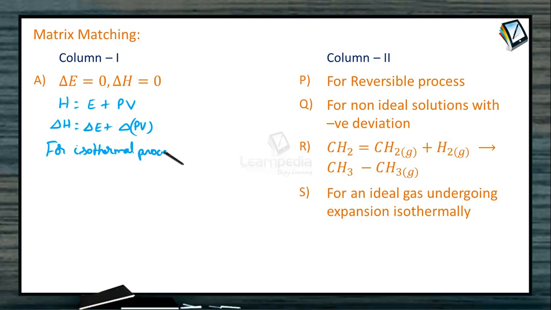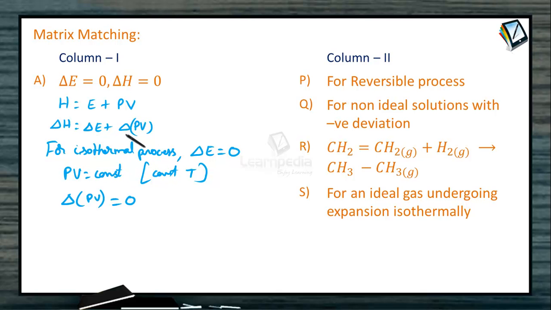Now for an isothermal process, we know that the change in internal energy is equal to 0. The internal energy of a system remains constant whenever the temperature is maintained constant. Then we also know that PV is equal to constant at constant temperature, that is in an isothermal process. When PV is equal to constant, delta PV is definitely equal to 0.